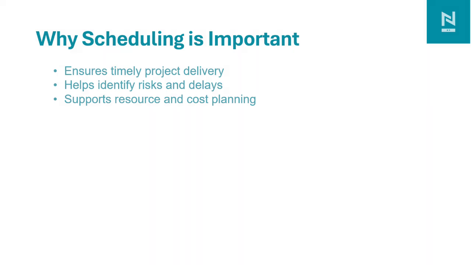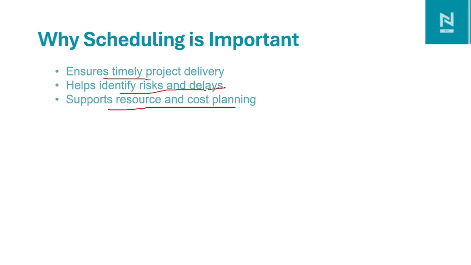Let us understand its importance. It plays a critical role in ensuring timely delivery of the project. It helps to identify the risks and delays. If any activities get delayed in the project schedule, it will impact the project completion date. So it helps us find out the delay in the project. If we are using the NEC contract, then we need to provide early warning from any side as per clause 15. It also supports resource and cost planning, so we can forecast the financial activities, what activities we are doing in the next year, and what resources are required to do that work.